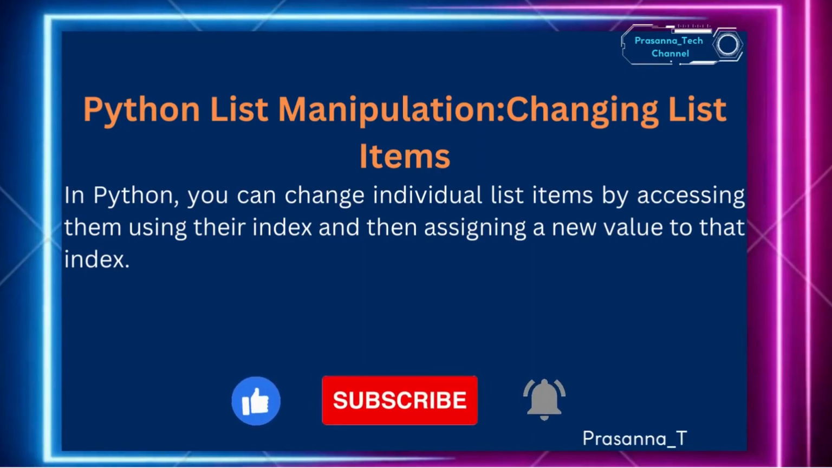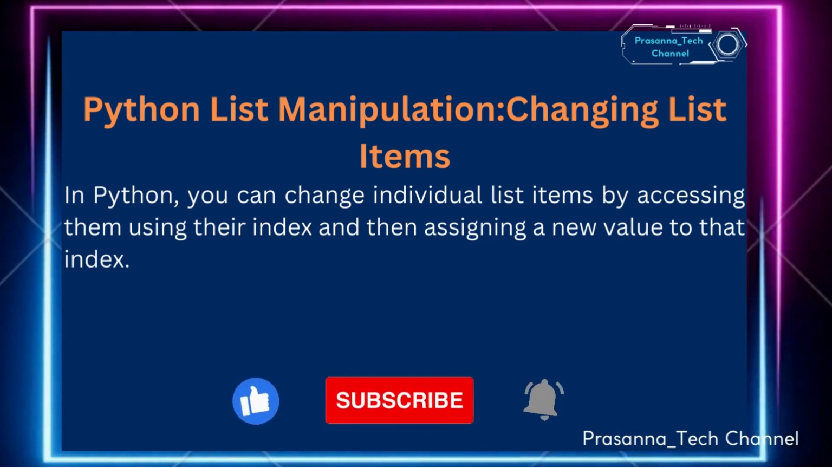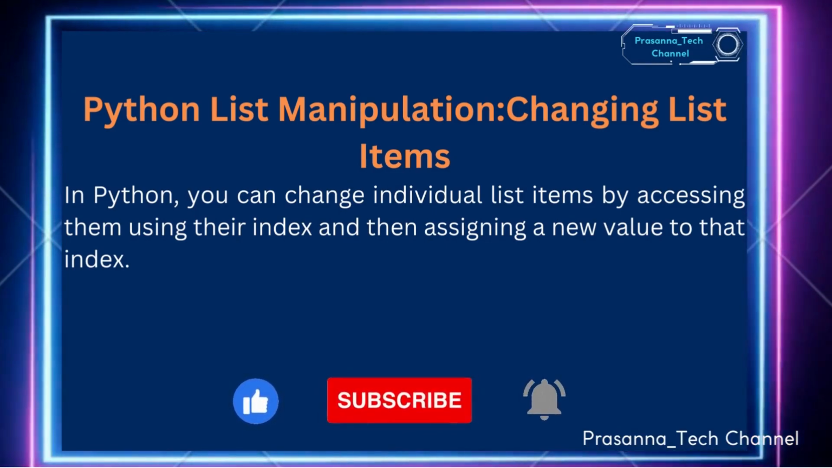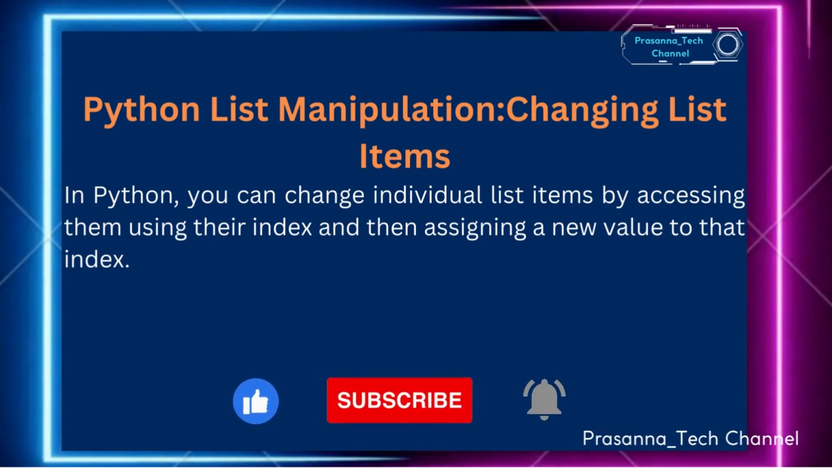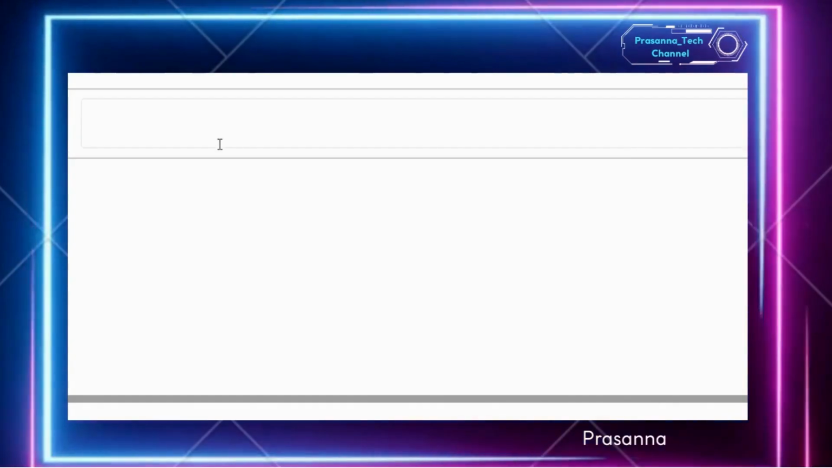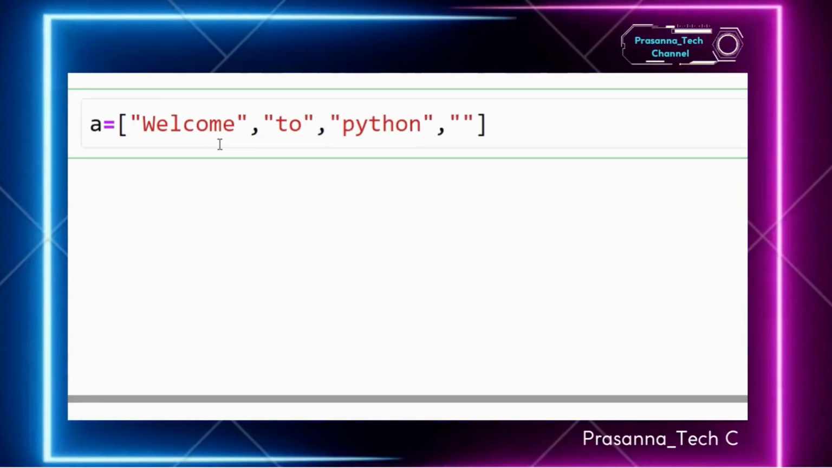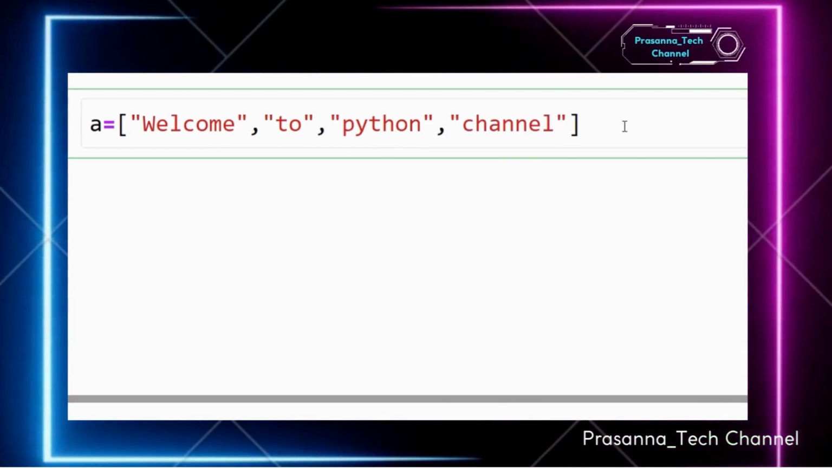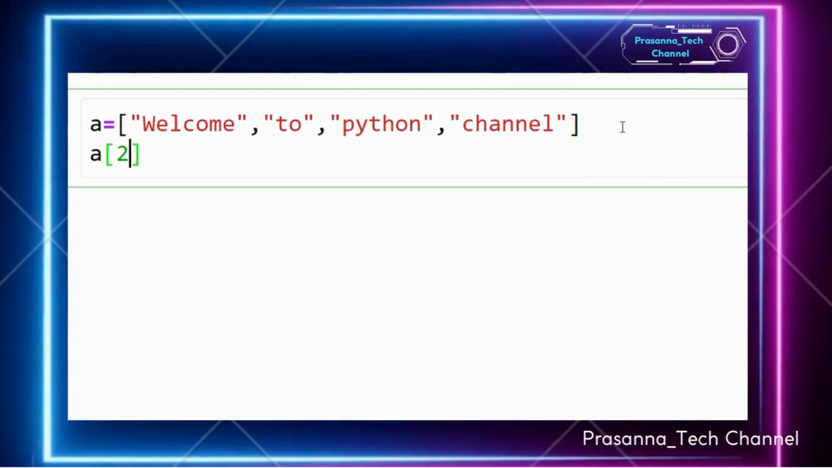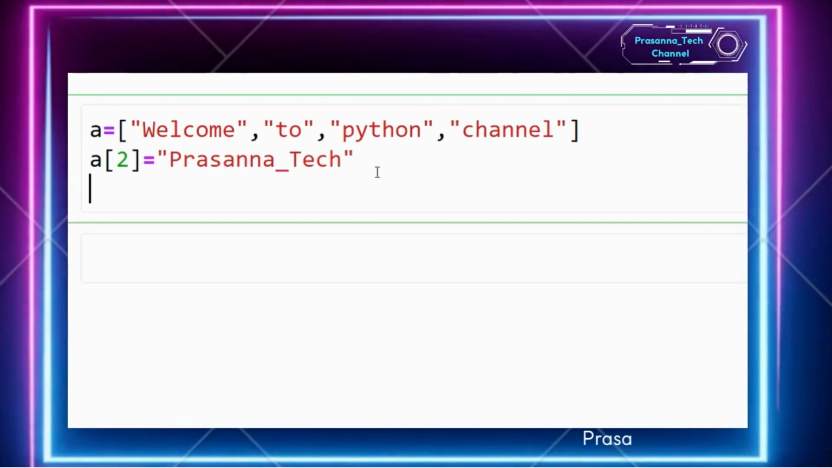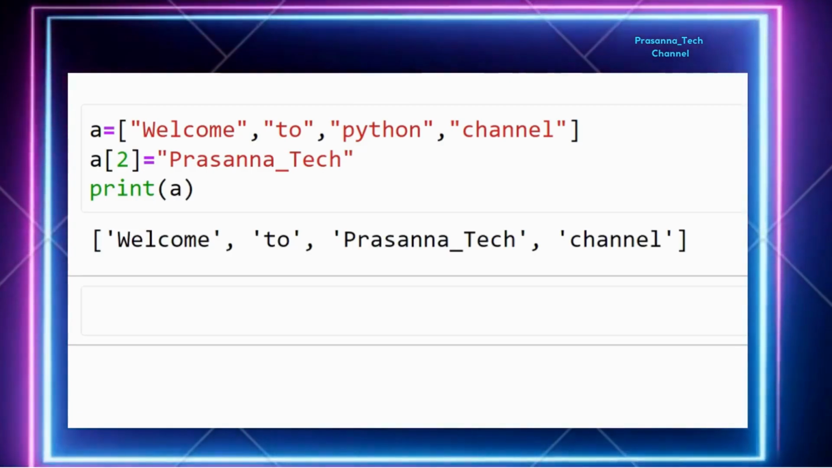Python list manipulation. Changing list items. In Python, you can change individual list items by accessing them using their index and then assigning a new value to that index. Example, I'm creating a variable A equals to welcome to Python channel. I want to change the index position 2, that is Python, to Prasanna Tech. So A index position 2 equals to Prasanna Tech, print A. The result is welcome to Prasanna Tech channel.